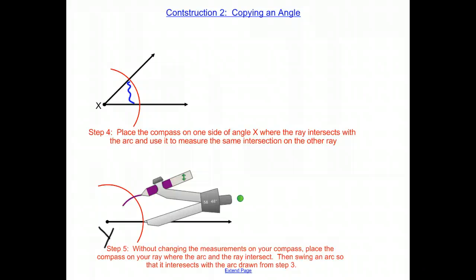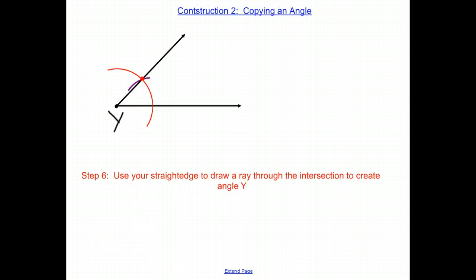So step 6, we're just going to take our straight edge and connect vertex Y to this intersection right here between these two arcs. So we're going to draw a ray through those 2 points. And as was the case with previous problems, you'll be using a straight edge. I'll just be using the smartboard tool, and here we have it. So here angle Y is exactly the same as angle X, our original angle that we started the problem with, the original angle that we wanted to copy for construction 2.